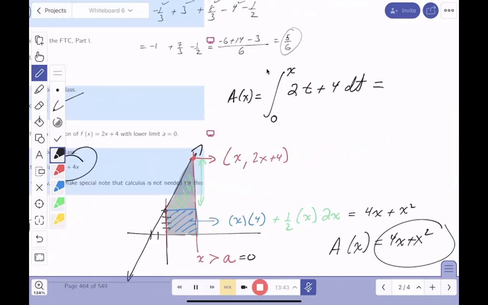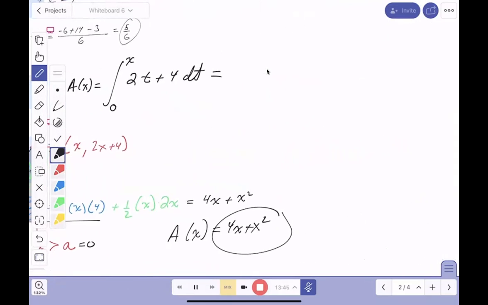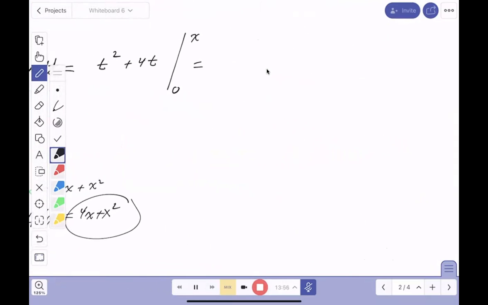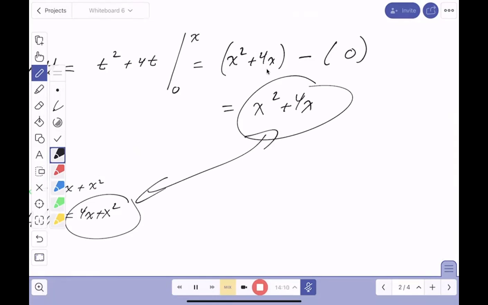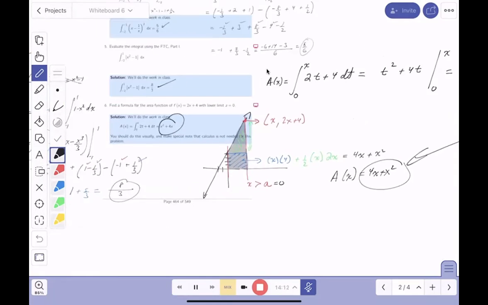Let's do our integration. It should be simple. What do you get over here? t squared. I'm doing the antiderivative, plus 4t. Limits of integration 0 to x. What does this give us? x squared plus 4x, minus the lower limit, which is just 0. That evaluates to 0 there. What's the answer? x squared plus 4x. Are we getting the same answer? Of course we are. It would be ridiculous to get a different answer.